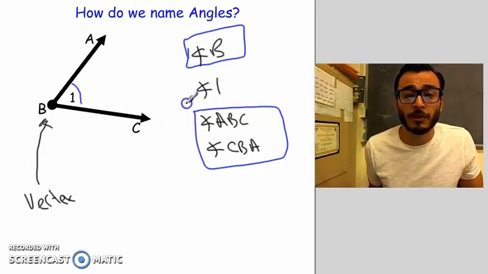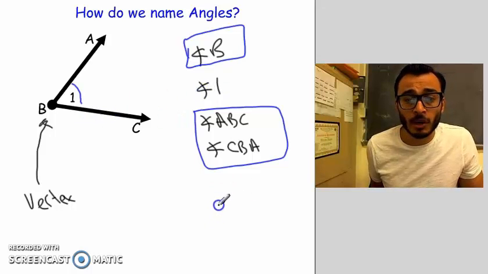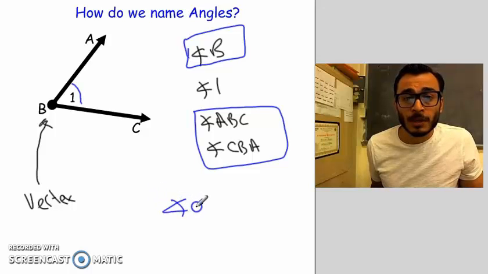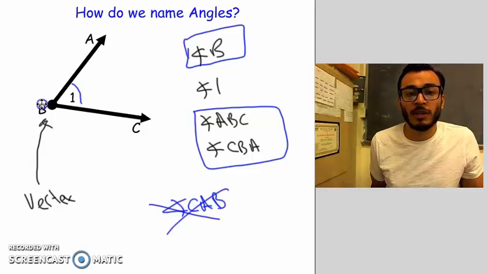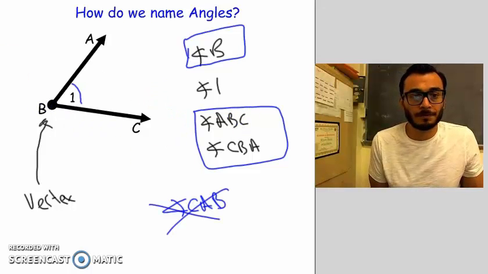Then you can also call it by the number. Do not mix up that ordering. For example, do not call this angle CAB. That would be wrong, right? You need that letter B in the middle.